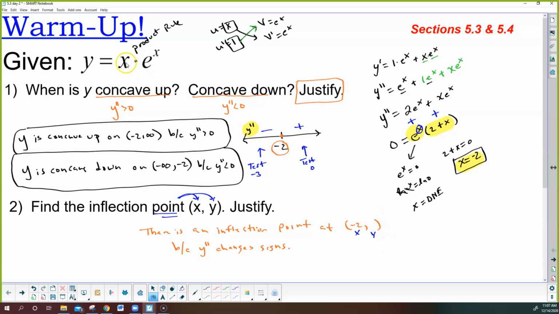And I'm just going to plug in -2. So what is y of -2? When I plug -2 in, it's -2 e to the -2. Now, I would leave it like that, but if it was a multiple choice question, they would take e to the -2 and bring it to the denominator and make it a positive exponent. So this is probably how they would write their y value.